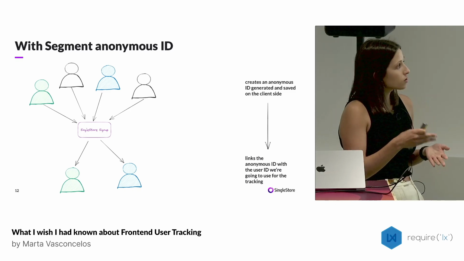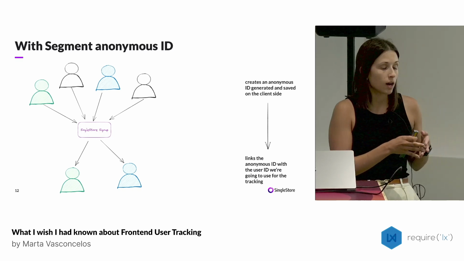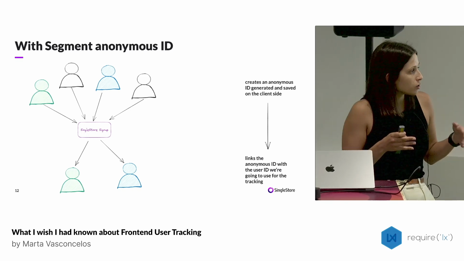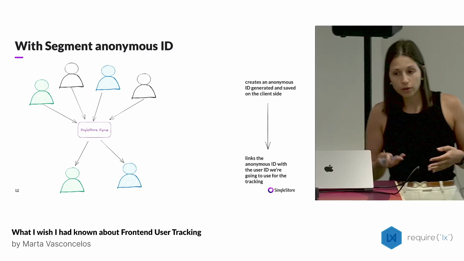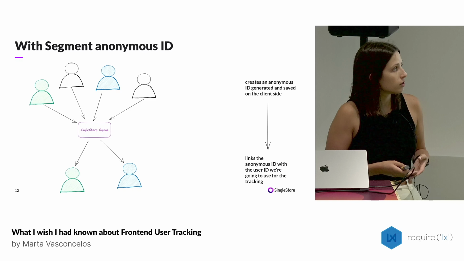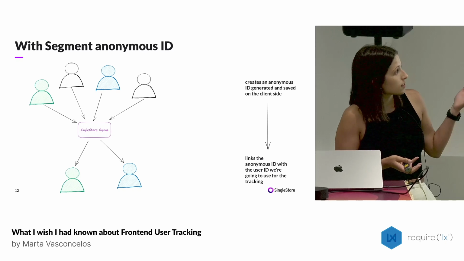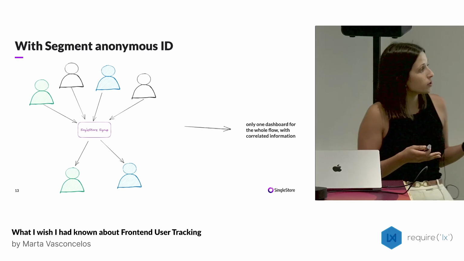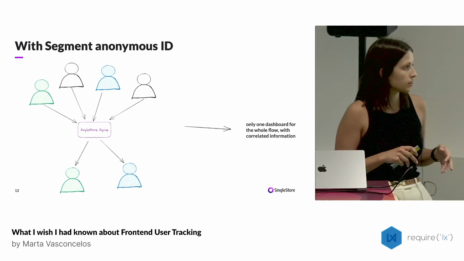With Segment's anonymous ID, it creates an anonymous ID on the client side, and it is saved on the client side. And once the user signs up, it just associates all the events that were done before the sign-up with the information you have. So now you have a completely tracked journey, and you can see, for example, which pages the user has visited before converting, and you can have a bigger picture of the whole flow. Of course, this just happens for the users that sign up. The others are still unknown. So this way you can have only one dashboard with the whole flow and correlate all the information.